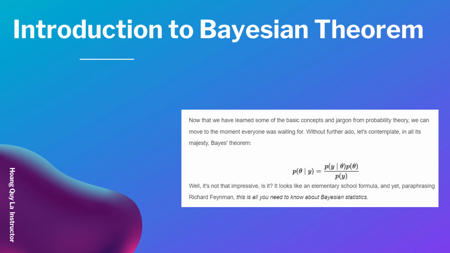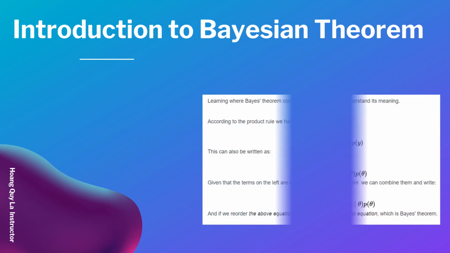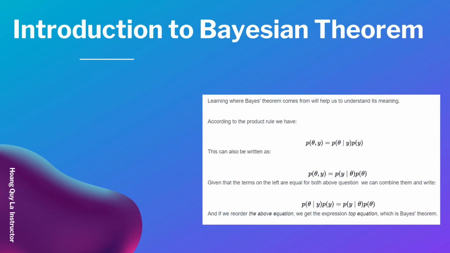So according to the product rule, we have p(theta, y) equals p(theta | y) times p(y). This can also be written as p(theta, y) equals p(y | theta) times p(theta). Given that the terms on the left are equal for both equations, we can combine them and write it like this. So this is the result that we have compiled. And if we reorder the equation, we get the top equation, which is Bayes' theorem.